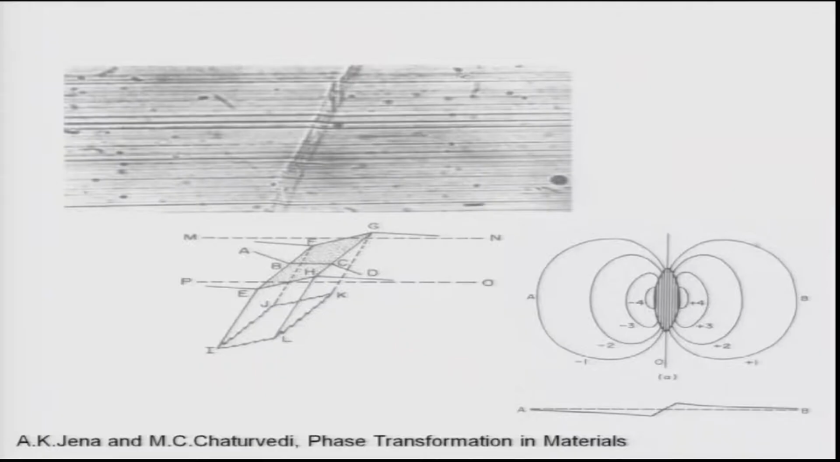on the B side. So, in order to keep these two planes E, F, G, I, J and G, H, L, K intact, there needs to be elastic distortion in the original parent phase, and that is required, otherwise these planes cannot be kept undistorted, and these two planes are known as habit planes, that is why.